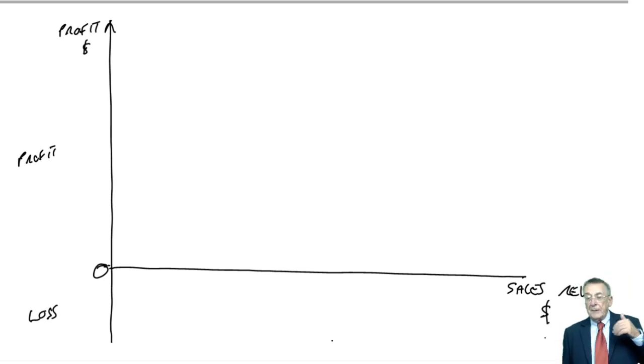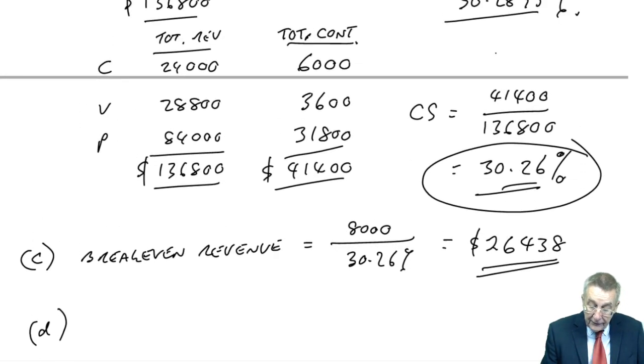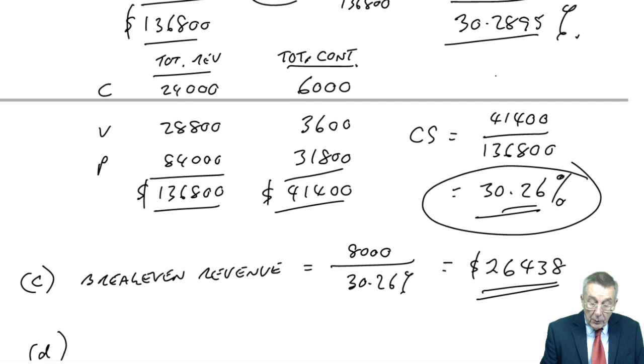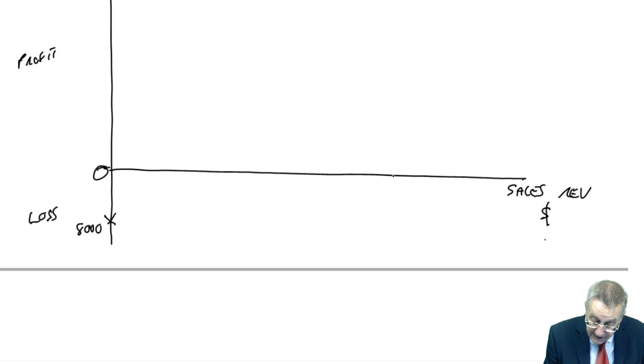If we sell no units, clearly we've no revenue, we've no contribution, but we've got the fixed costs of 8,000. So a loss of 8,000. On the other hand, well, I may as well use the budget figures I calculated a minute ago. On full budget, if the revenue's 136,800, so, I'll say there's 100. So 136,800 is perhaps around there.